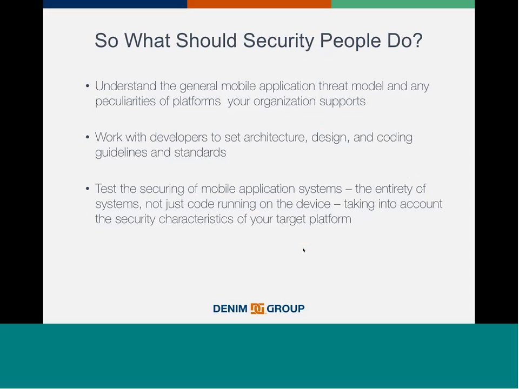So where do we go from here? As a security person, I think it's really important for security folks to understand the threat model, at the very least understand a general mobile application threat model, and to understand the peculiarities of the platforms that your organization supports. Again, you may have a desire to only support certain languages or certain platforms. The unfortunate thing is, again, that's typically going to be determined by the market, not by your security analysis of the security of the platform.